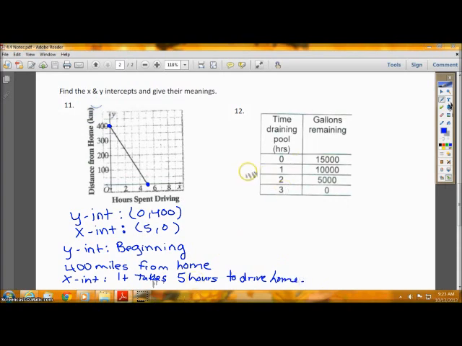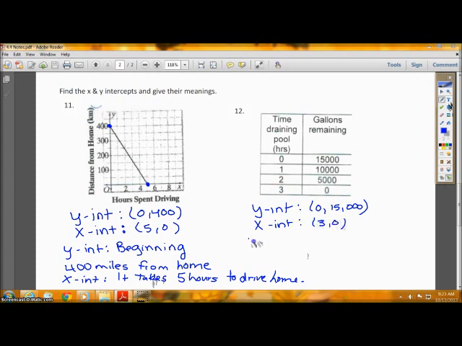Okay, number 12. I see the 0, 15,000. So since x is 0, that means my y-intercept is 15,000. So my y-intercept is at 0, 15,000. And my x-intercept from the table, that's when y is 0, that's at 3, 0.